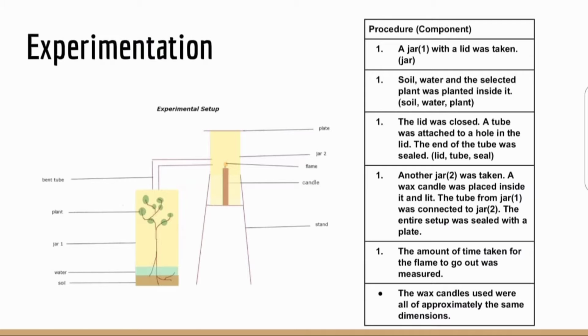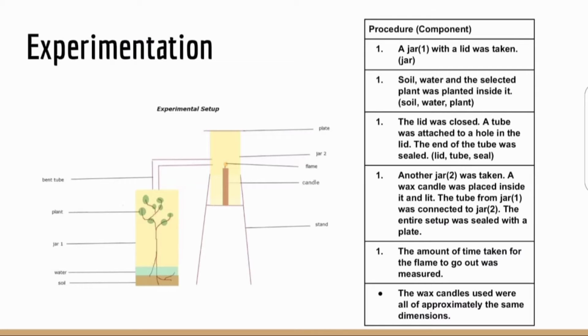Procedure. A test tube was taken, and some soil and water was taken at the bottom of it. A tulsi sapling was taken and placed inside the tube. The test tube was closed with the help of a cork and a bend tube. The bend tube was sealed with wax. The apparatus was kept in this way for about 24 hours.